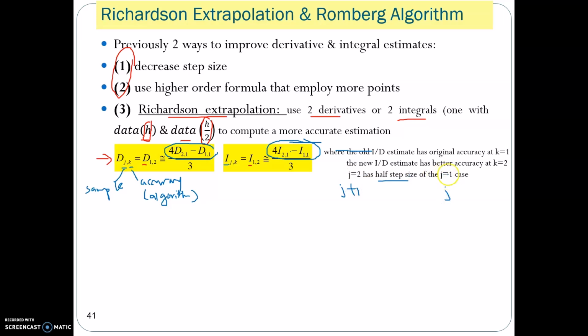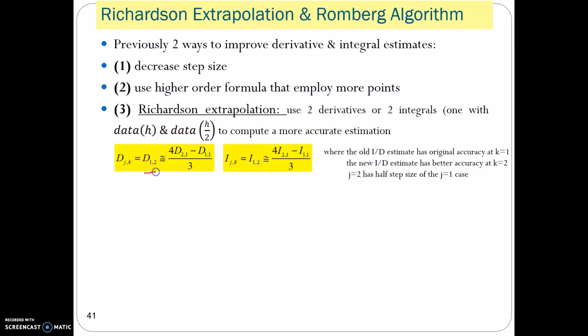For example, let j equal 1 in this case, then j plus 1 will be equal to 2. So I21 here has half the step size compared to I11 here. After you compute this formula, you obtain a new integration result, which is I12. The 2 here means that you have a better accuracy in terms of algorithm, where previously you had O(h^2). After you perform the Richardson method, you obtain O(h^4).